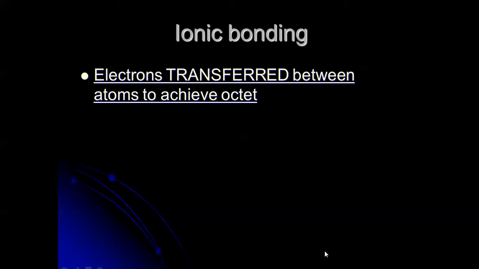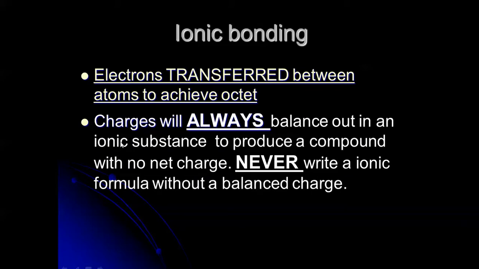In the formation of an ionic bond, electrons are transferred between atoms to achieve an octet. So an atom loses possession of an electron, one atom gives an electron, the other takes it. And they'll form charges, but these charges will always balance out to produce a compound. So sodium +1, chloride -1, those charges balance out for no charge overall. When we're writing formulas for ionic substances, which we will do soon, the charge must be balanced. It must have a neutral charge overall.